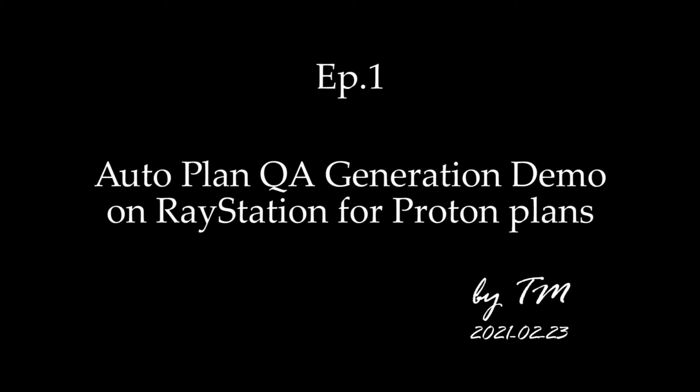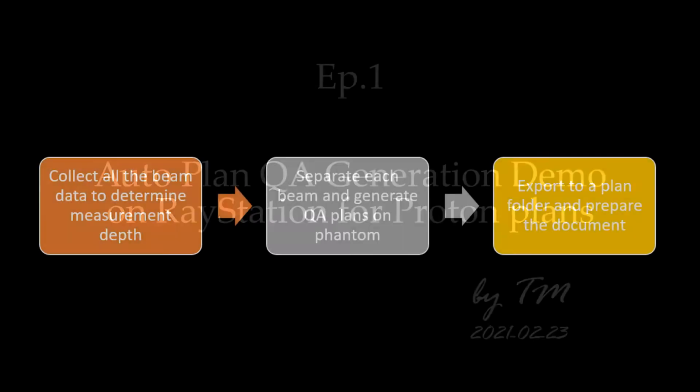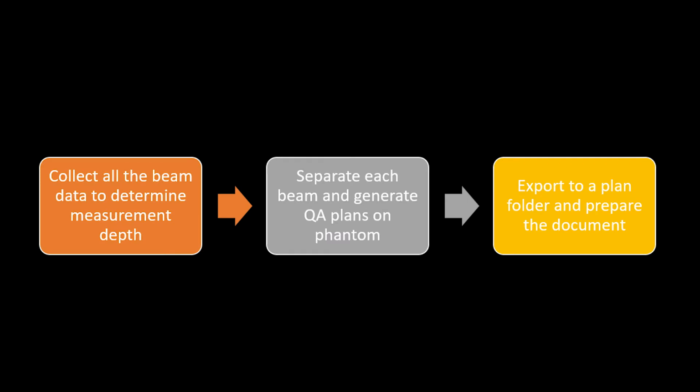Hi everyone, in this video I'm going to give you a demo about Proton plan QA auto generation. The QA plan generation involves three major steps. First, collecting all necessary beam data. Second, generate QA plans. Third, verify the QA plans and export them.